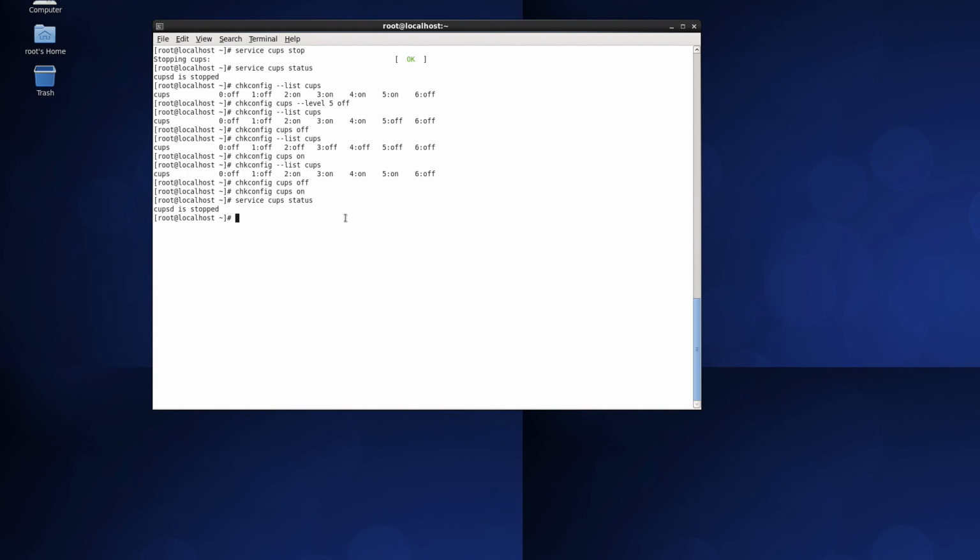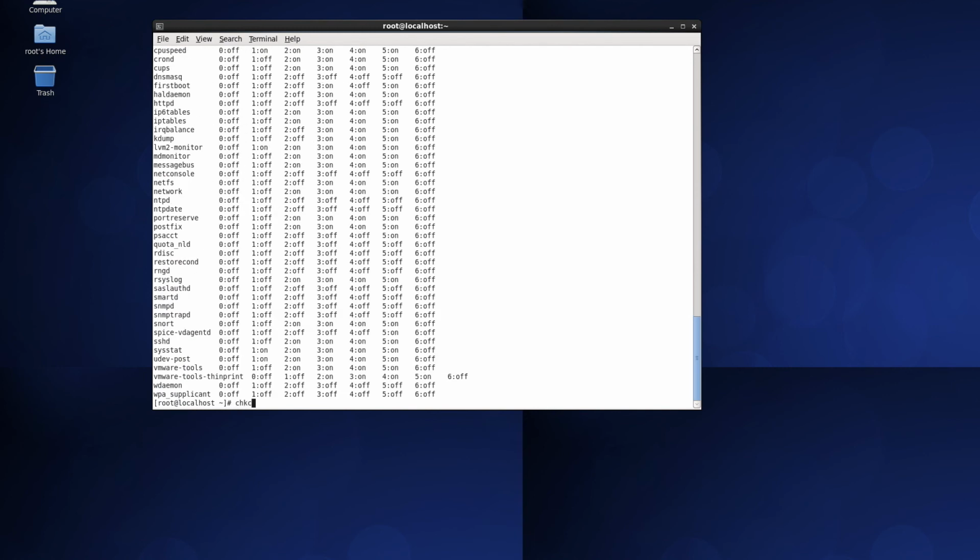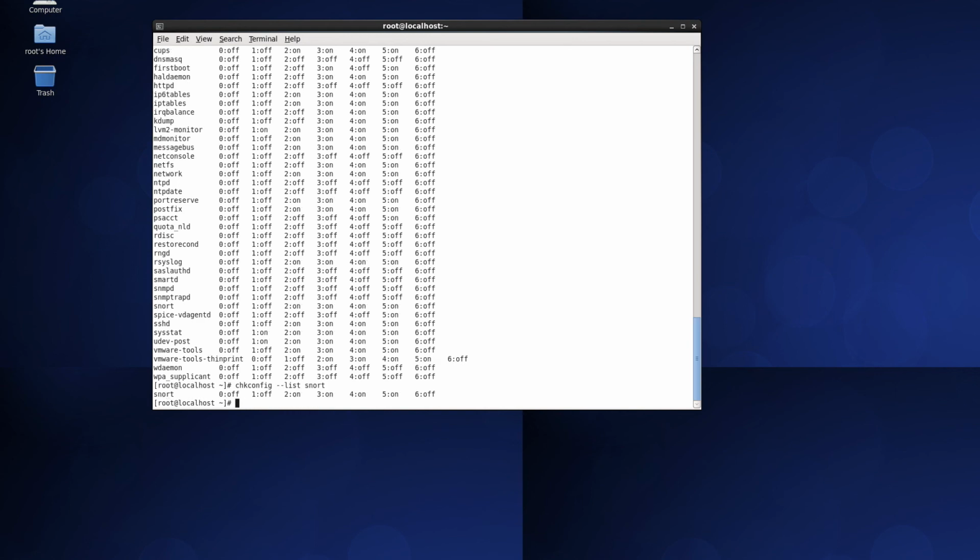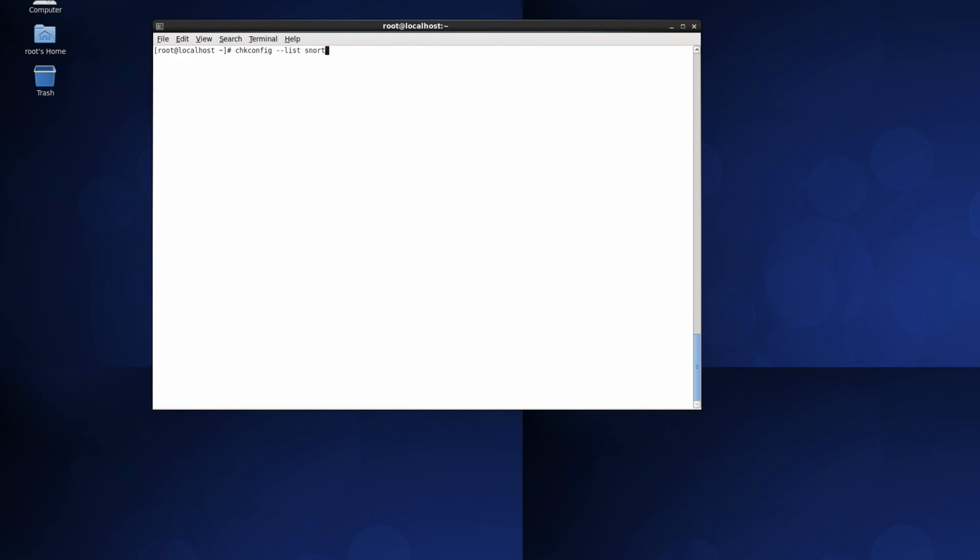The chkconfig command can be used to see everything. It can be used to see just a specific one, for snort, for example. So you see, actually it's hard to see. Let me clear the screen. So just one. It can be used to turn a service on or off for a specific run level, for a specific program like snort, or we can just turn it off or on for all run levels for a specific service. So that's how that works. You'll play with all of that in lab, and hopefully that will begin to make a little bit more sense.